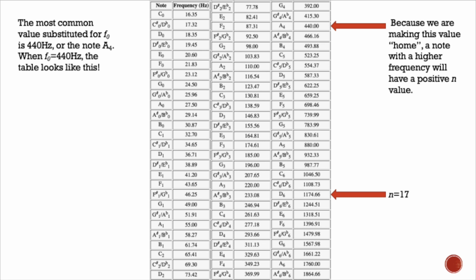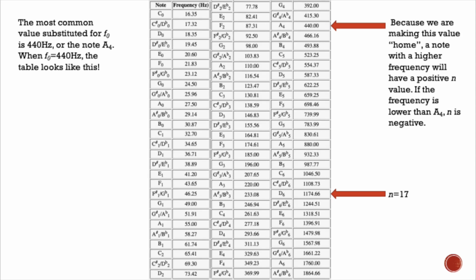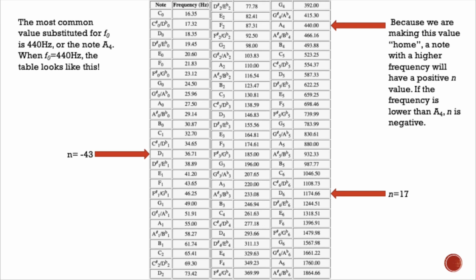This means that n is going to be positive because the frequency is higher than the frequency of A4. Conversely, if the frequency is lower than A4, n is going to be negative. So here we have an example of n equals negative 43 in D1. D1 is 43 half steps behind A4, and it has a lower frequency than A4, so therefore it is negative.